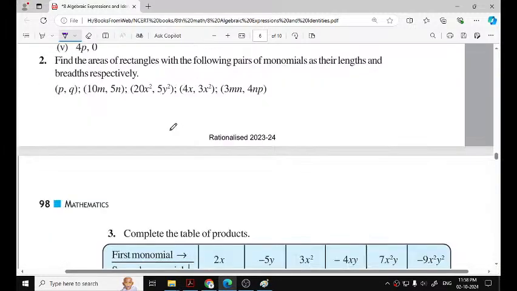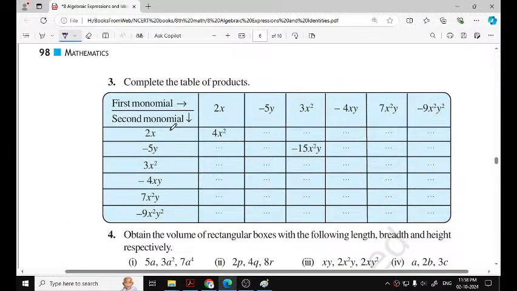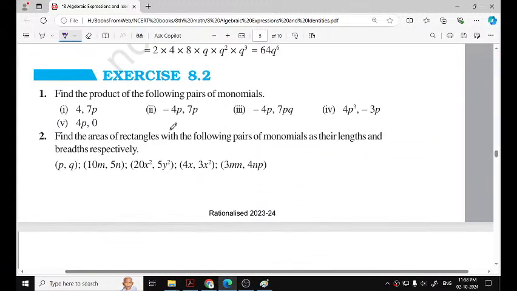So by using these concepts we can complete exercise 8.2.